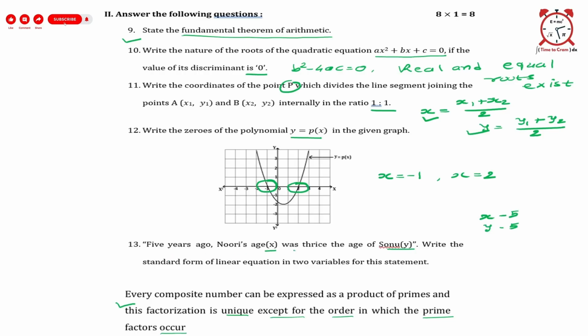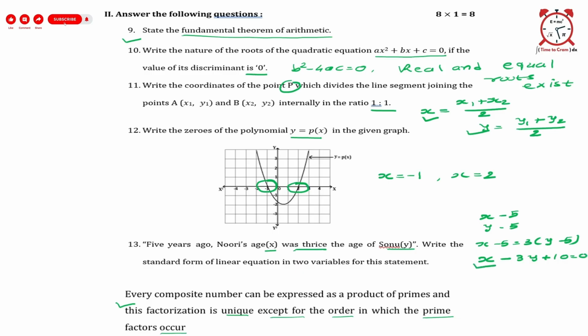Nuri's edge and the relation is what? Nuri's edge was thrice. So to compare them, we have to multiply Sonu's edge by 3. So x minus 5 equal to 3 into bracket y minus 5. And if we simplify this equation, then we get the simplest form as x minus 3y plus 10 equal to 0.